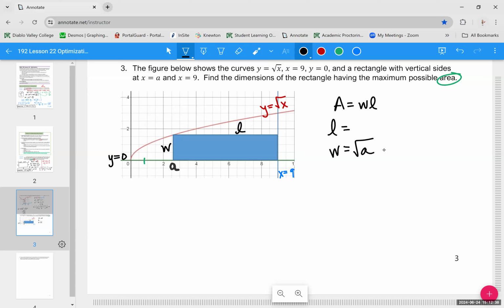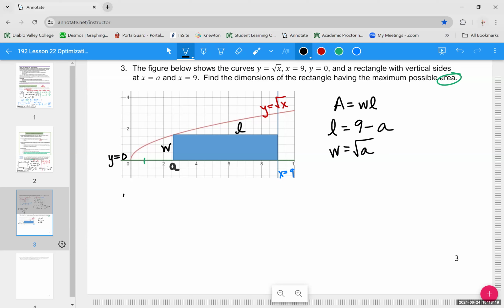What about L? So the L is going to be fixed on this end. It's always going to end here, but it's going to start at a different value depending on where a moves. So in this case, I'm looking at this distance right here. It might be easier to think of it right on the x-axis. So keep in mind, from the 0 to here is a, and from the 0 to here is 9. So what is the L equal to? It's 9 minus a. It's a change in x. Okay.